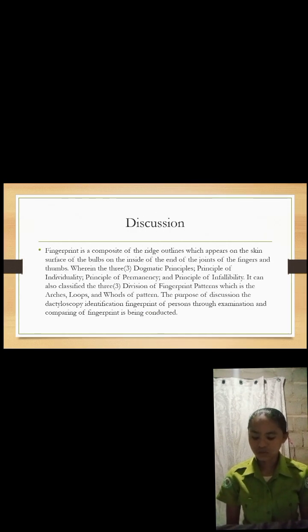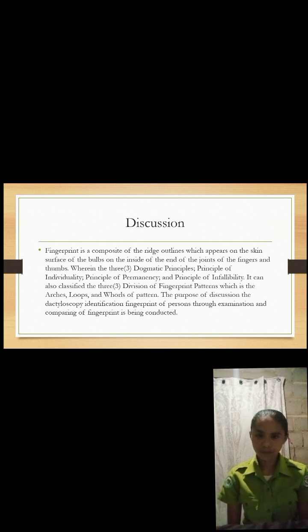Next is discussion. A fingerprint is a composite of the ridge outlines which appear on the skin surface, the bumps on the inside of the end joints of the finger and thumb, wherein there are three diagnostic principles. First is the principle of individuality. No two fingerprints are exactly alike unless taken from the same finger.